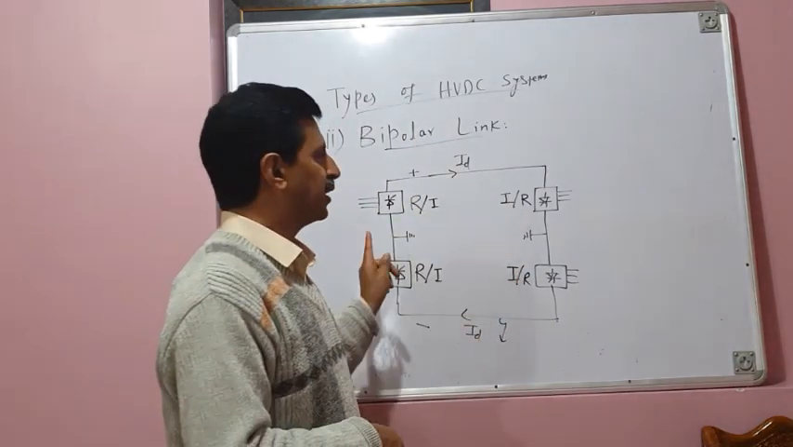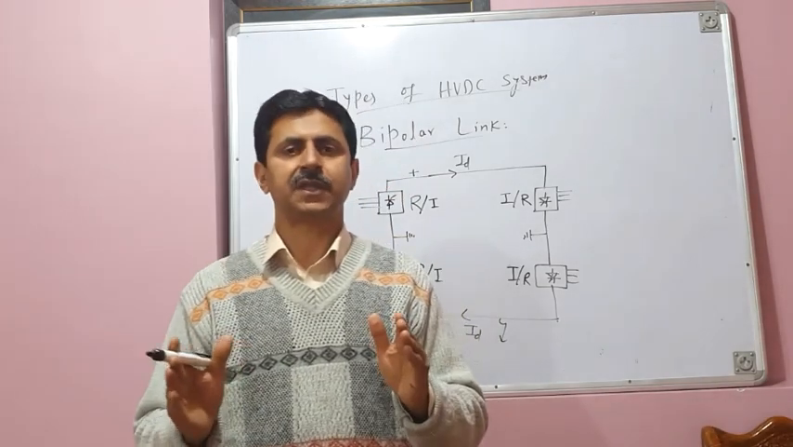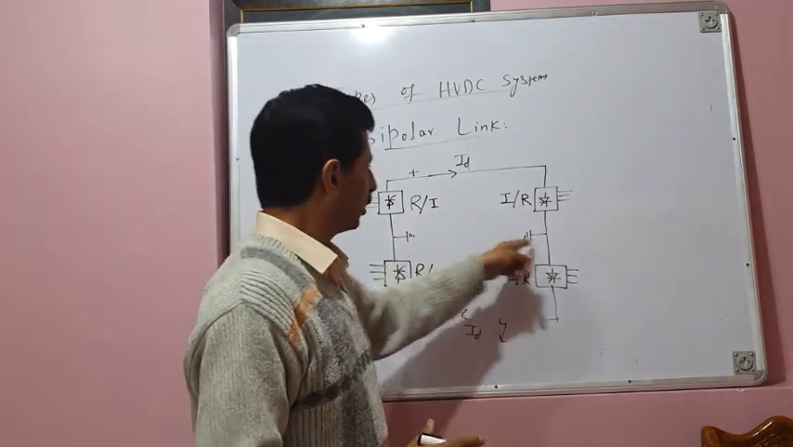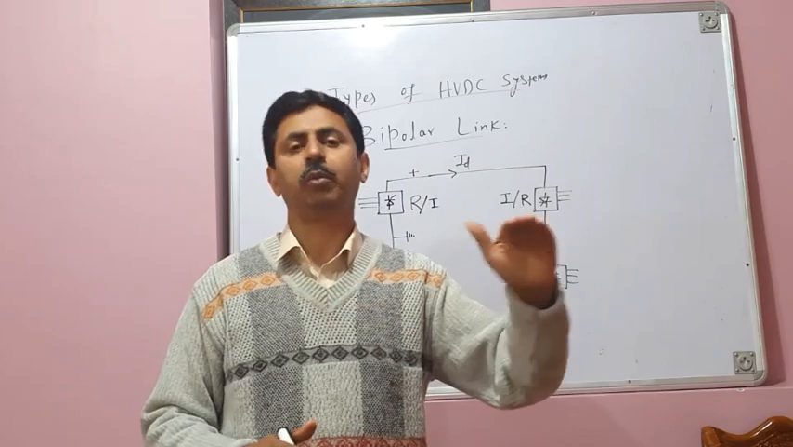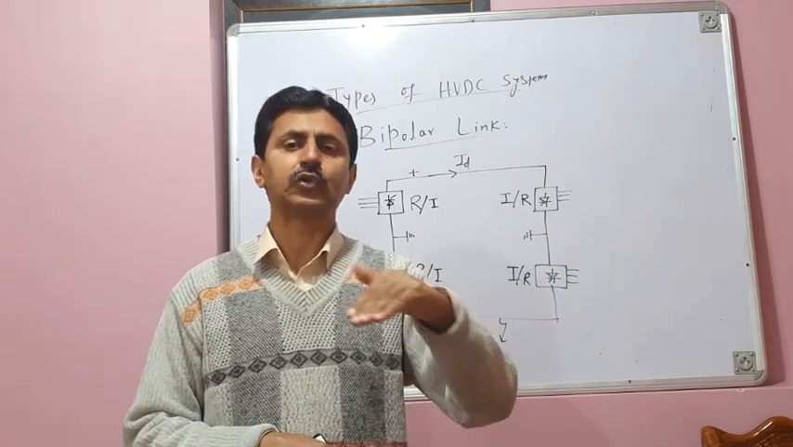In case of bipolar HVDC link, under normal circumstances, when there is no fault, although both sides are grounded, there is no flow of ground current. No current flows through the ground.